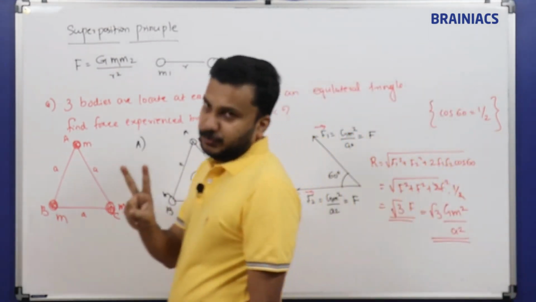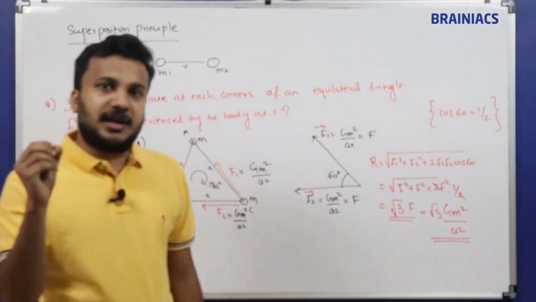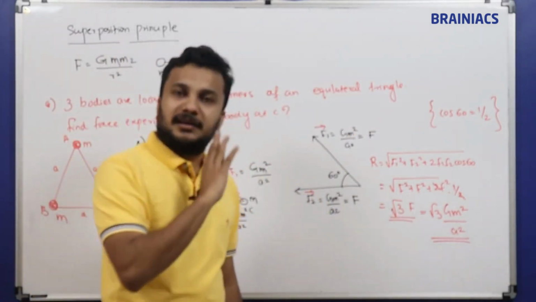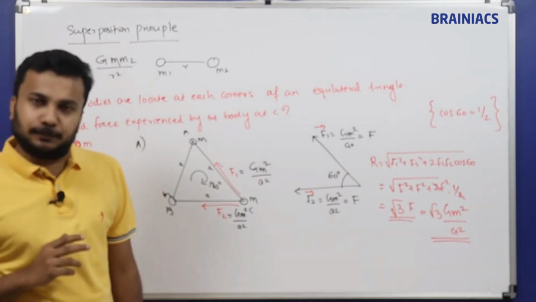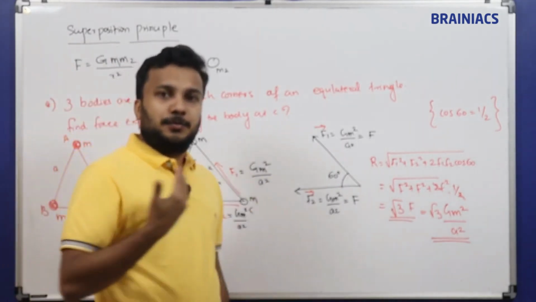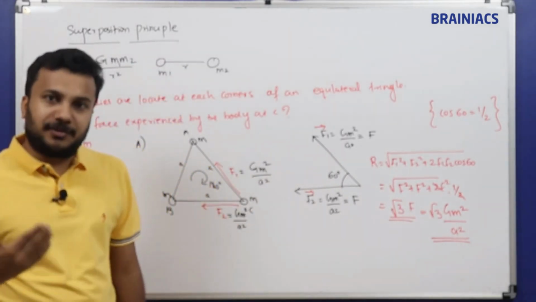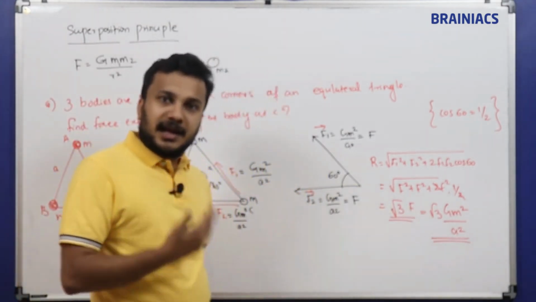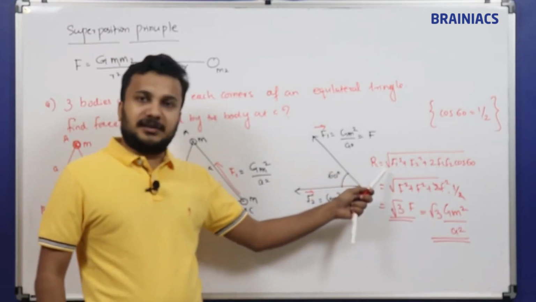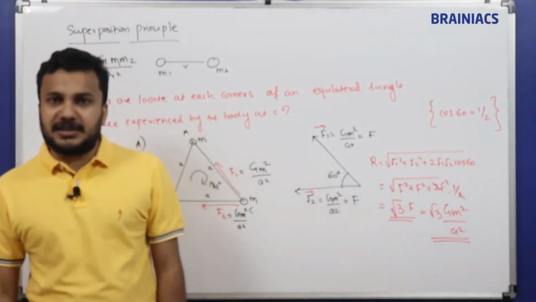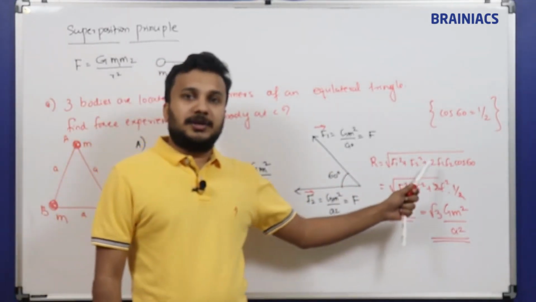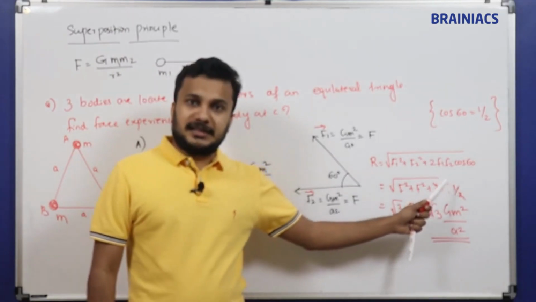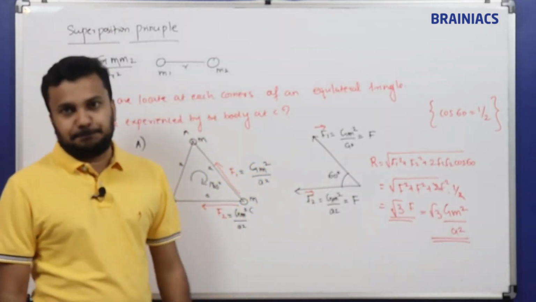If you have two forces: if two forces are acting in the same direction, you can directly add them, F1 plus F2. If two forces are acting in opposite directions, you have to subtract one from the other, F1 minus F2. If two forces are making a certain angle, then the resultant of the two vectors is the square root of F1 square plus F2 square plus 2 F1 F2 cos theta.